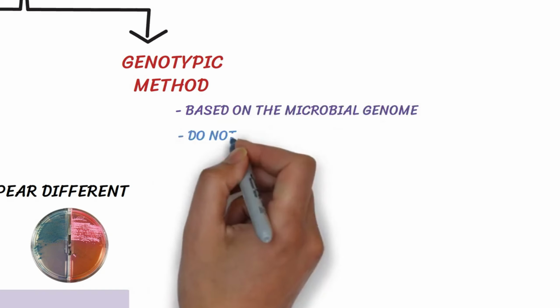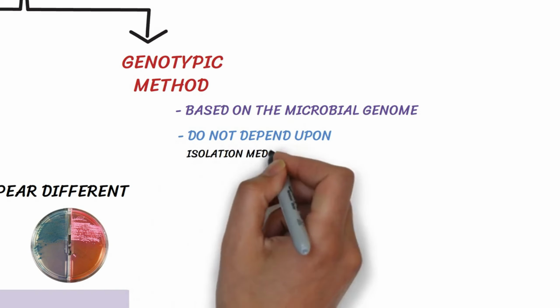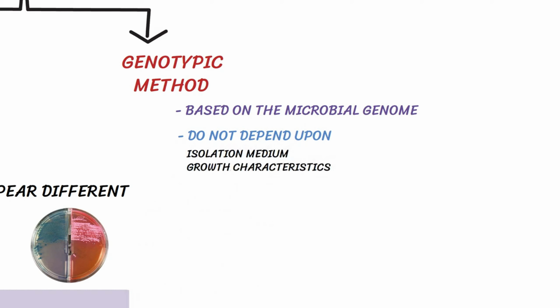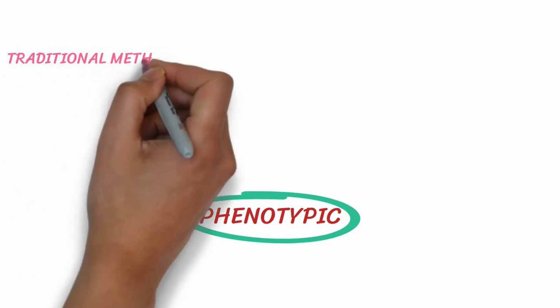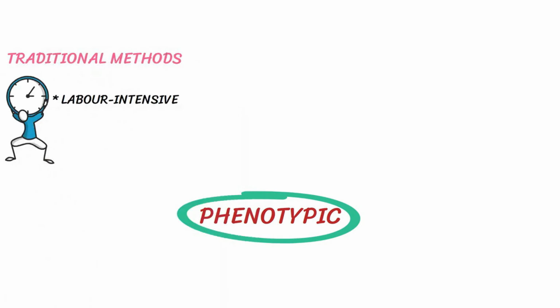Unlike the phenotypic methods, the genotypic techniques are based on the microbial genome. Genotypic techniques do not depend upon the isolation medium or growth characteristics of the microorganisms. This technique involves sequencing of 16S rRNA to identify the microbes. Out of these two methods, phenotypic identification methods are widely used in the industry, as they are more cost-effective. The traditional identification methods are labor-intensive and time-consuming.